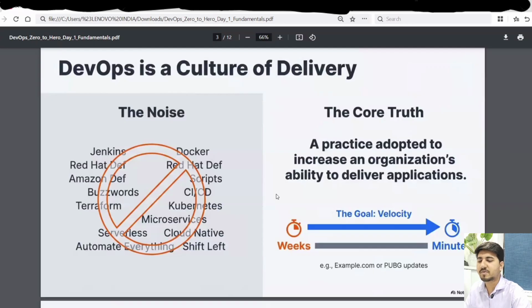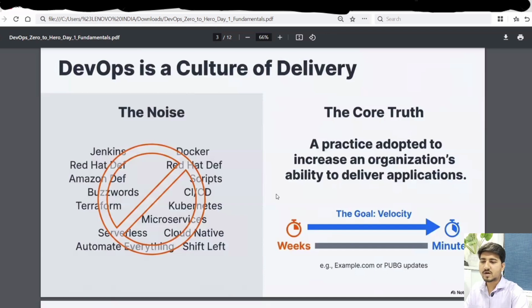Because of that, the time will be less. With less time, the customer will be happy, the companies will be happy, and the companies will get more money. As a DevOps engineer, you will also get more money accordingly. That's why the DevOps engineer is very important in today's startup world.